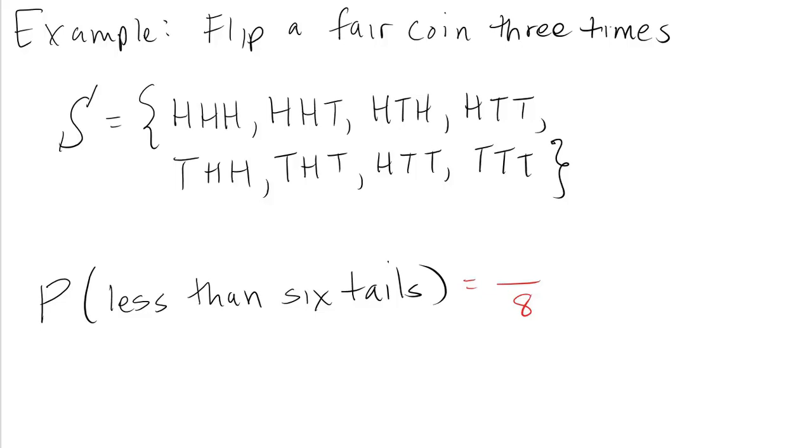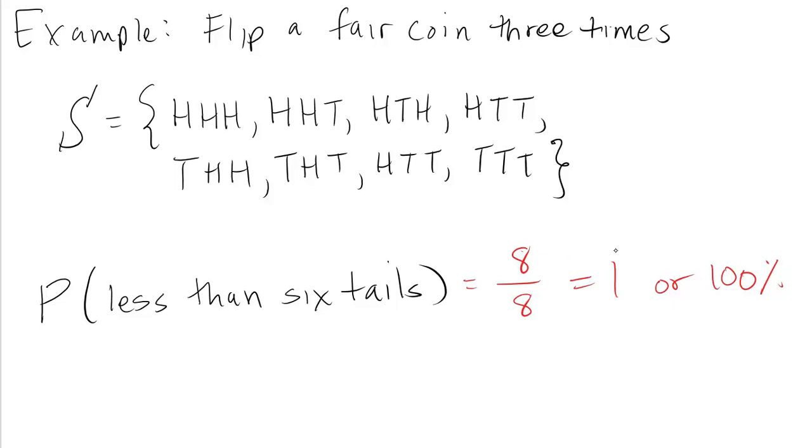And of course they all have less than 6 tails because you're only flipping the coin 3 times. The maximum number of tails you can get is 3. So all 8 of these outcomes have less than 6 tails. So this comes out to 8 over 8, which is 1, or 100%. You could leave your answer as 8 over 8. 8 over 8 is 1. That's the correct answer. You don't need to convert it.